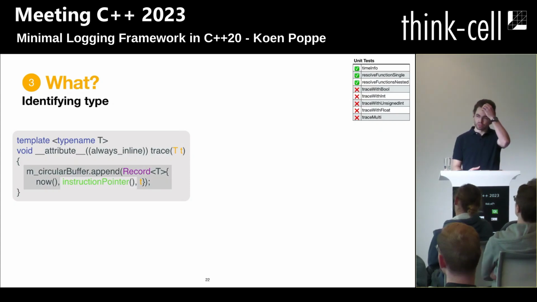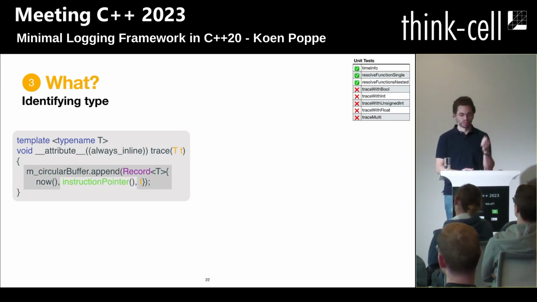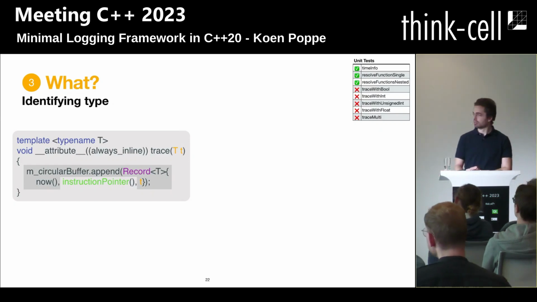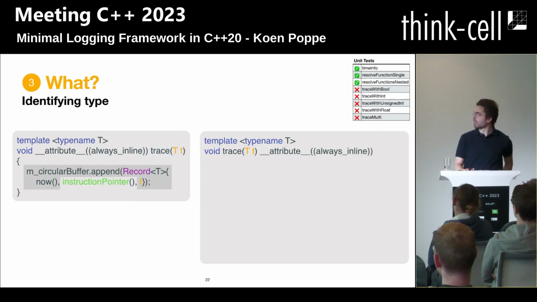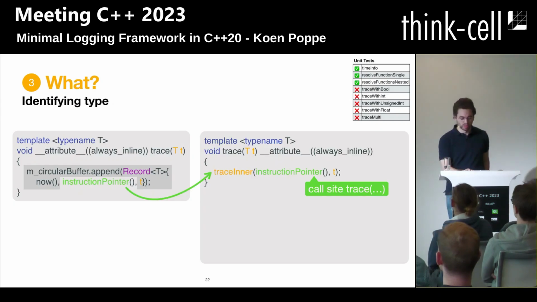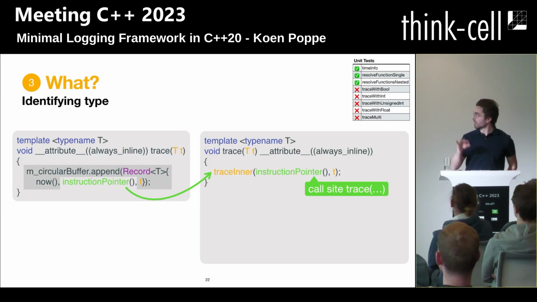To get there, we have to realize that this trace method actually consists of two parts. That's the instruction, getting the instruction pointer, which is why we inline this method, and the remainder, which just adds the record to the circular buffer. Because this gets inlined, there's no mention of the trace function, so we lose all the information of the template that was present here. So instead we can split it up in two parts. We have an outer trace function which just does the instruction pointer bit and gets inlined, so that it's really the call site of this trace function.